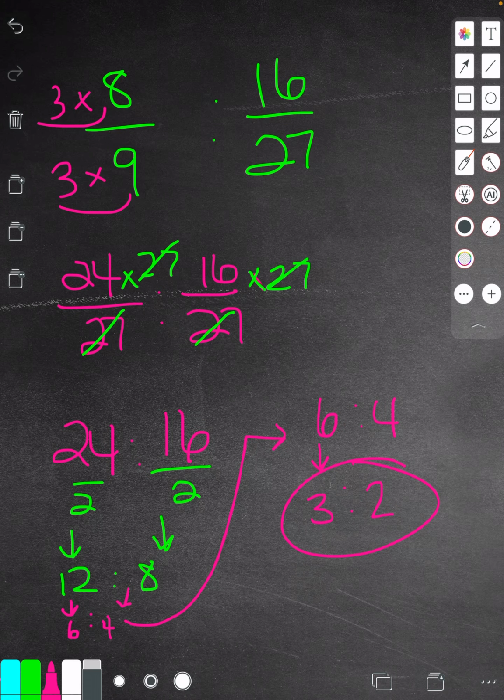So what we did on this one, we found common denominators, canceled your denominators by multiplying that common denominator on both sides, and then reduced or simplified our fraction. Ratio, excuse me.